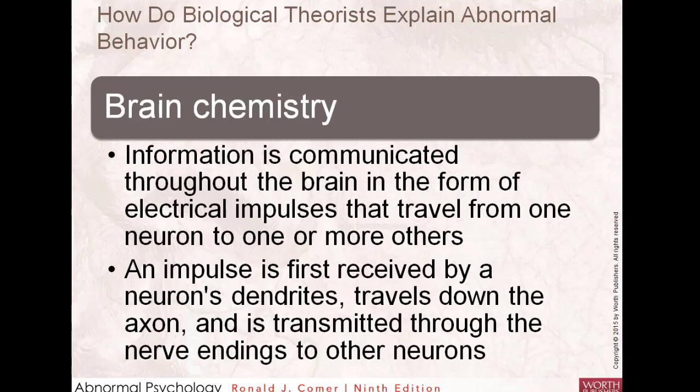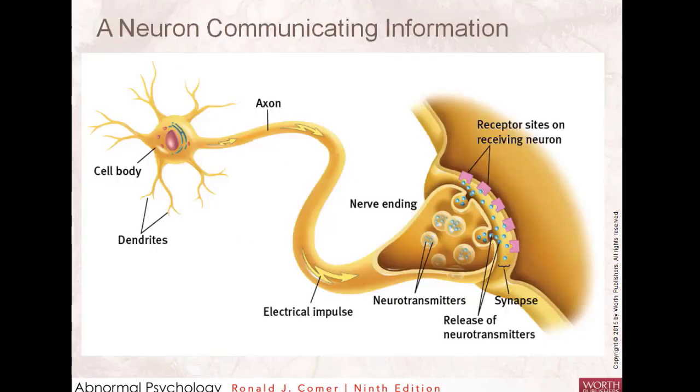Oftentimes when we're thinking about the biological model, we're going to be thinking about our brain chemistry. We're going to be thinking about neurotransmitters, which if you have not heard that term, you're about to, so be prepared for that. Information is communicated in the brain in the form of electrical impulses and chemical impulses. So we're going to talk about each one of those in turn. I'm going to come back to that slide to make sure you get a chance to write it all down. Here's what happens. This is a neuron.